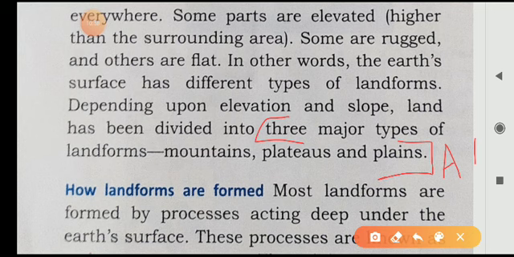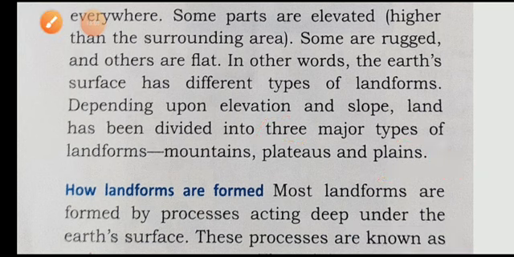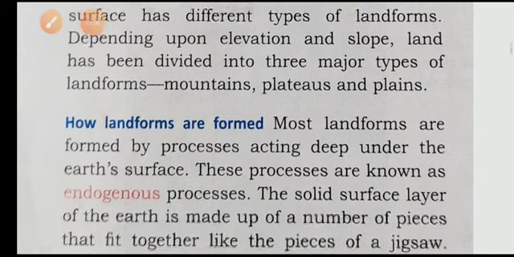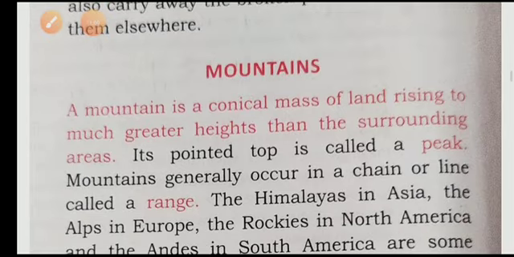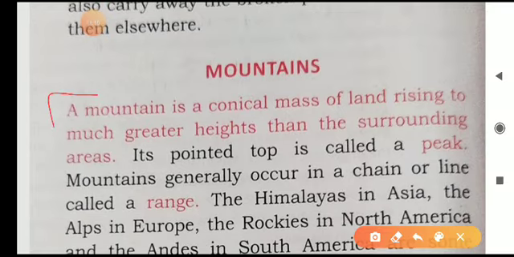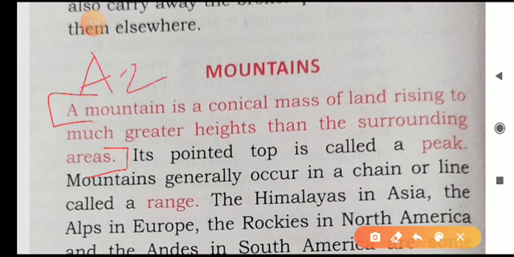And question number 2. What are mountains? Answer is on page number 10. One title is there, mountain. Answer is, a mountain is a conical mass of land rising to much greater height than the surrounding area. This is the answer of question number 2. And question number 3 we will do next class.